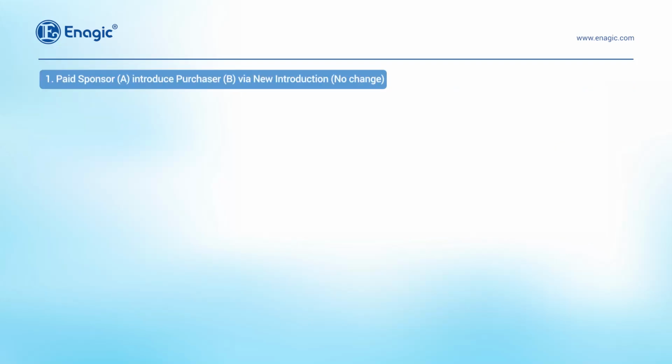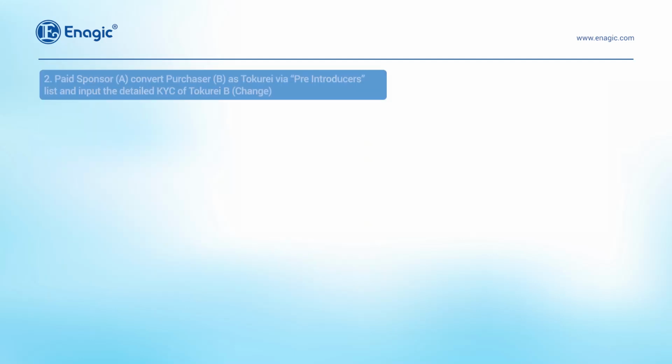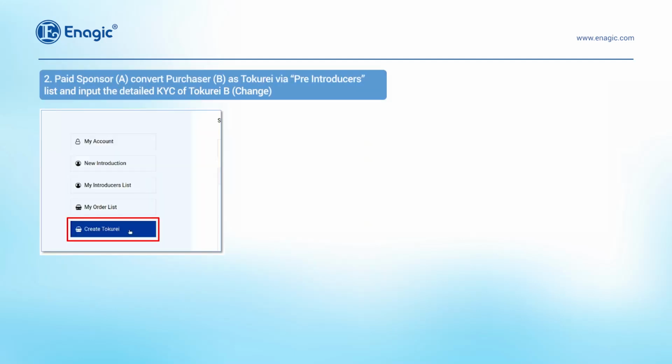1. Paid sponsor A introduces purchaser B via new introduction, no change. 2. Paid sponsor A converts purchaser B as Tokure via pre-introducers list and inputs the detailed KYC of Tokure B, change.